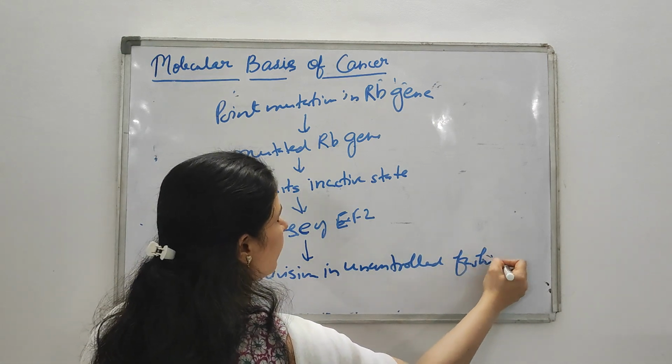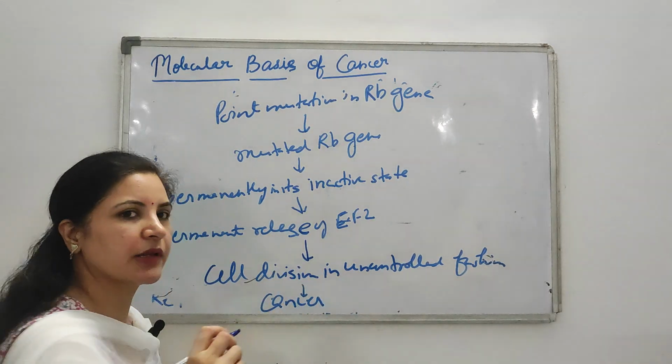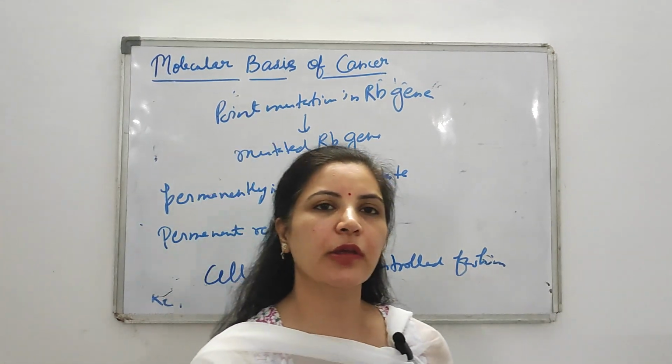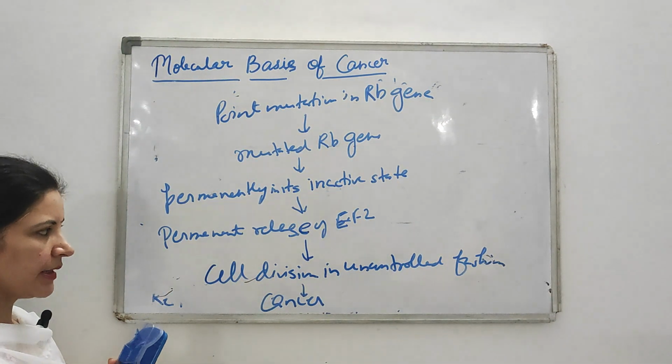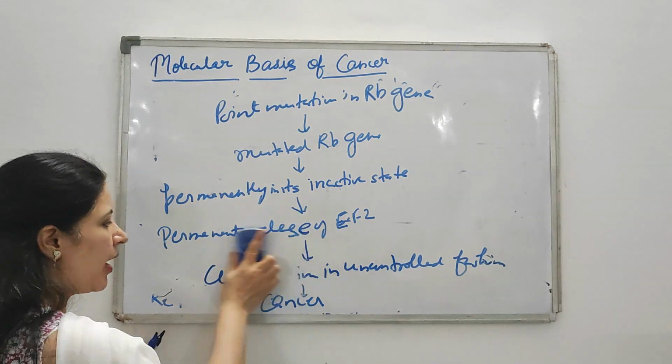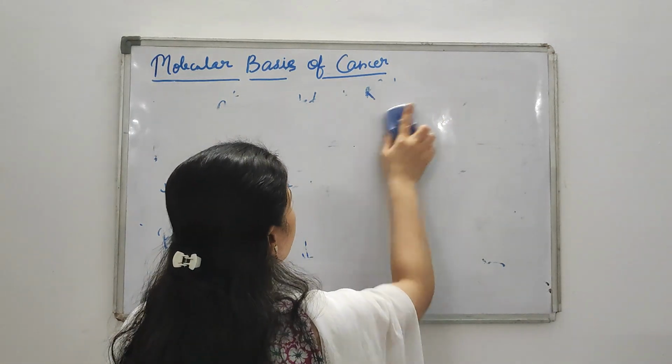So when uncontrolled division occurs in the cell, it causes cancer, because you know from the previous video that cancer is nothing but an uncontrolled, abnormal growth of cells. Clear? This is the mechanism of how the RB gene is associated with the development of cancer.